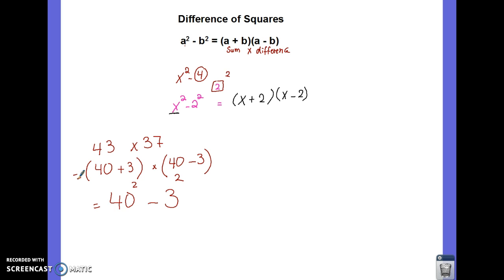40 squared is simply 1600 minus 9 equal to $1,591 if you're buying stuff.